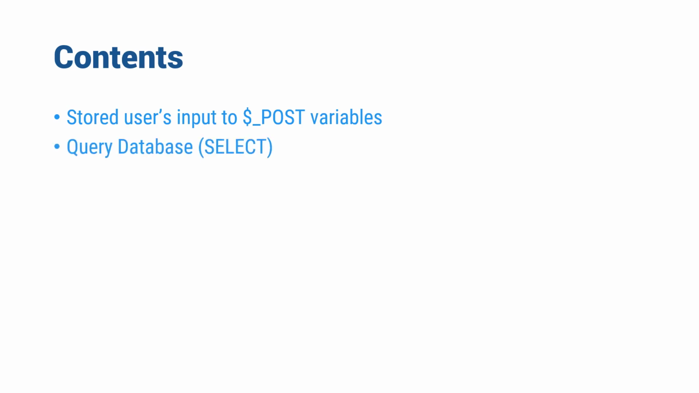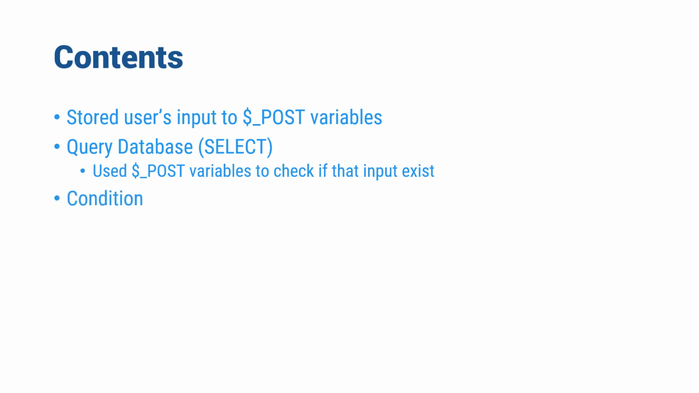So for the contents of this video, we're going to have a recap muna. Last time, we stored users input in the $_POST variable, and then we queried the database using select. Afterwards, we used the $_POST variable to check if that input exists. Then we have a condition: if it is existing, pupunta tayo dun sa dashboard.php. If not, magkakaroon tayo ng error message.